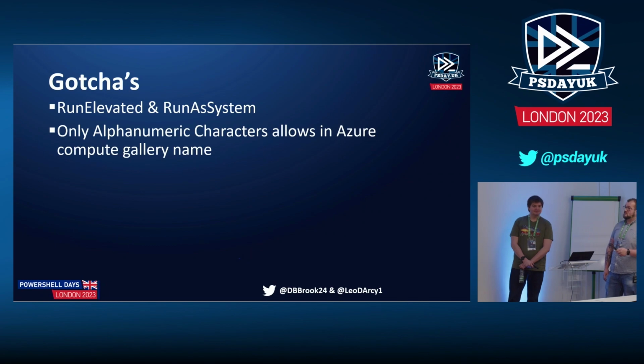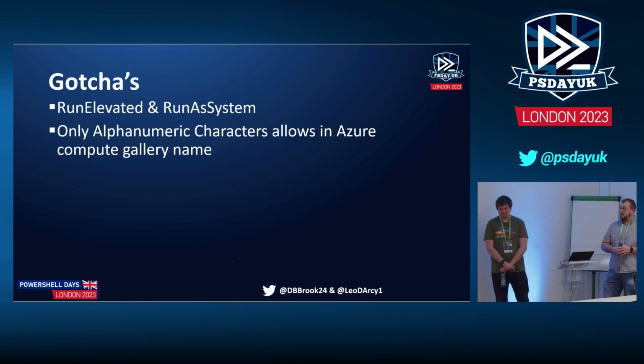So there are a few gotchas, and we might end up running over time, but feel free to ask questions at any time. The gotchas: run elevated and run as system. If you run them separately, it might install, it might not. It's literally a lottery. I've had them where it does install and I've had them where it doesn't. Generally, if you're going to run one, run the other.